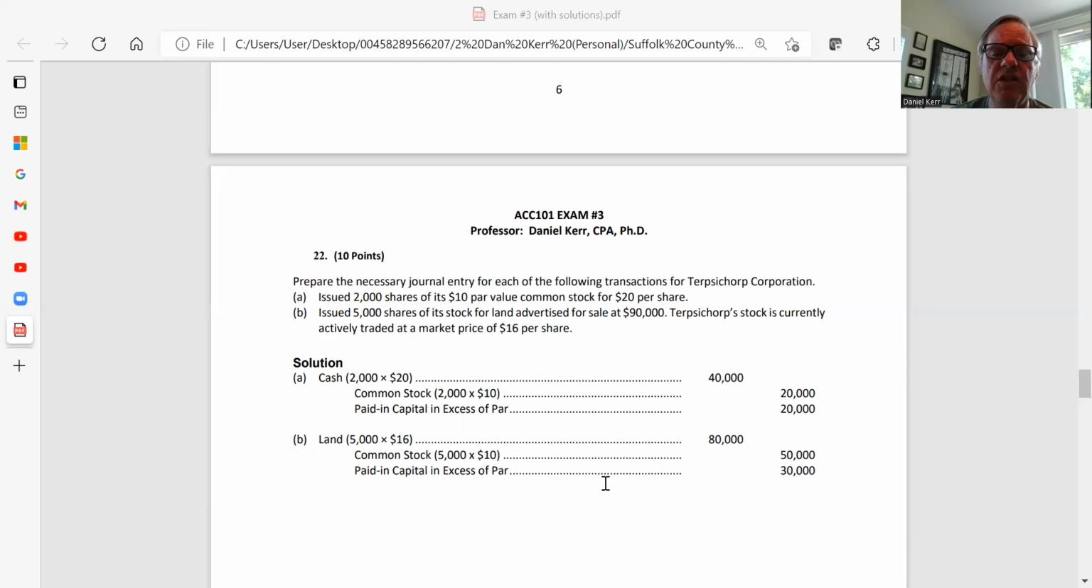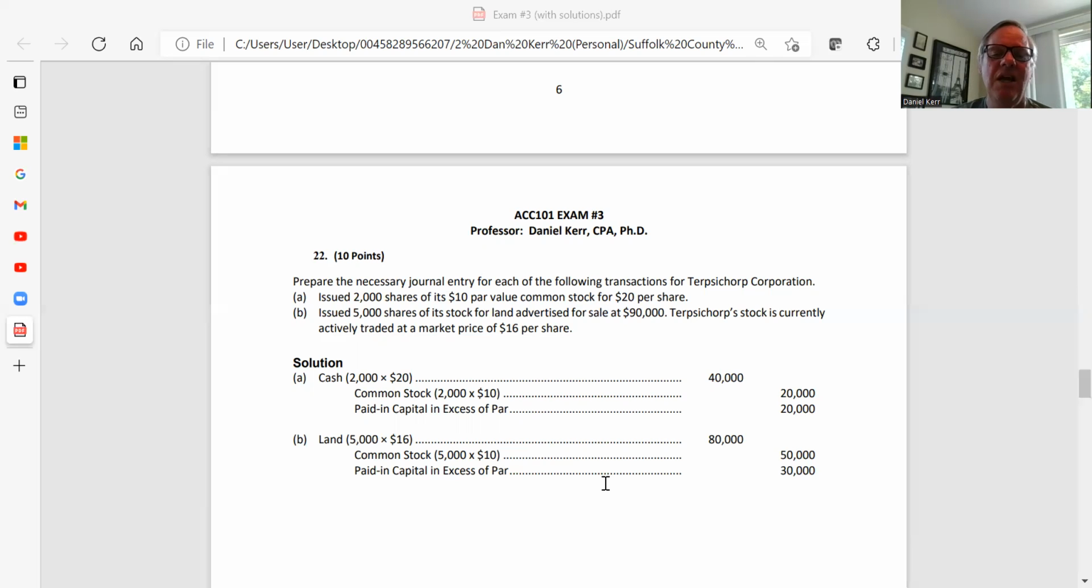B issued 5,000 shares of stock for land advertised for sale at 90. And their stock is currently actively traded at $16 per share. So in this case, it's the advertised value of the land. People always advertise it; that's the price that they want. In the real estate market, you may end up paying more for the land than the actual advertised price.